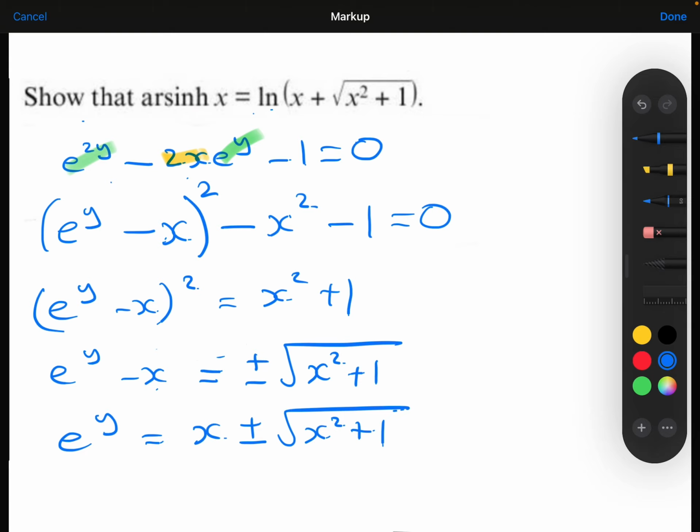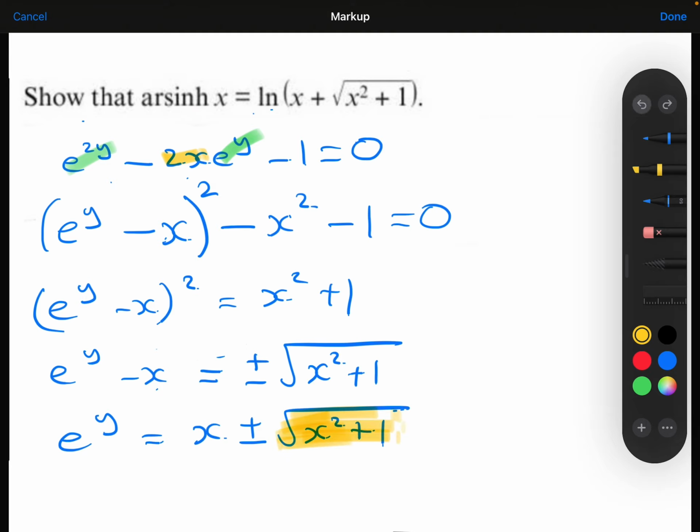Now, I can ignore the minus here. The reason why I can do that is because x squared plus 1, all square rooted, that's always going to be bigger than x. Therefore, x minus something that's bigger than x will be negative. And e to the power y can't be negative. Let me just repeat that one more time. This term here is bigger than x.